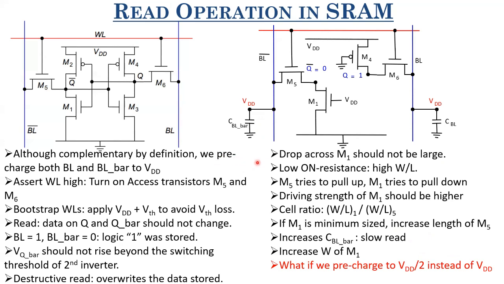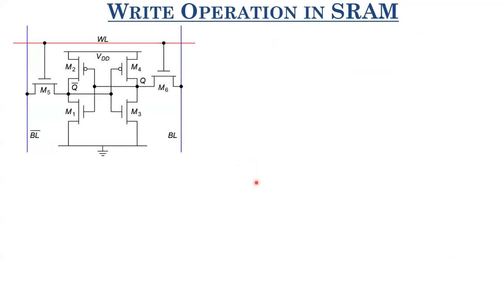So with this, you now know enough about the read operation in SRAM. Now let us go ahead and look at the write operation in SRAM. Write typically means we have to flip the content which is already written into the cell. So if Q equals 1 and Q bar equals 0, we have to flip it to Q equals 0 and Q bar equals 1.